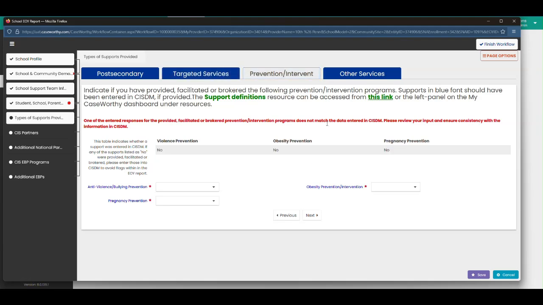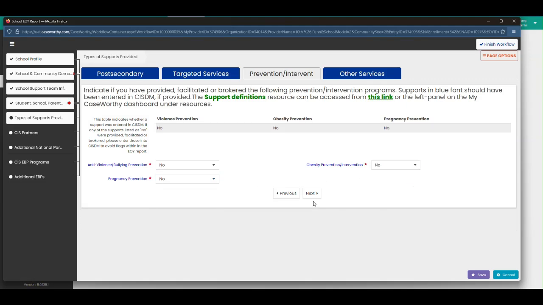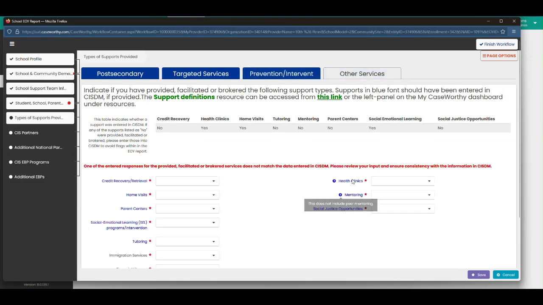Just filling this one. So prevention and intervention, we have 3 support types: anti-bullying, pregnancy, and obesity prevention. All of these have to match the system, so the same logic applies as the post-secondary. This table is pulled from your accurate system data, so it should be right, but if you are having any problem answering these questions with yes or no, again, you might have to edit your supports in System.